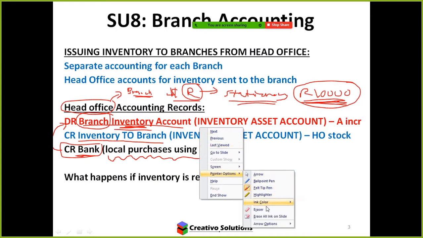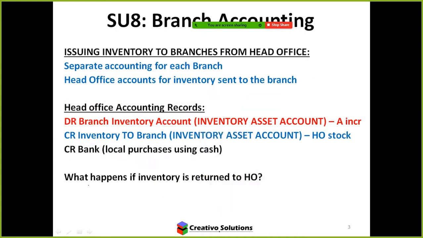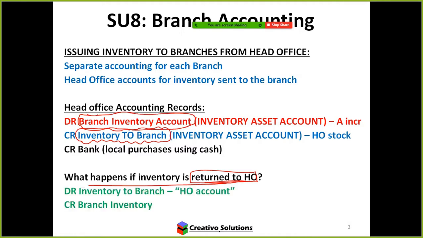Right, so the question that I've got here: what happens if inventory is returned to the head office? What do you think will happen? So I would debit inventory at the head office because that's increasing. Which is then called? I would debit inventory to branch. Yes. And then? I would credit branch inventory because the inventory at the branch is decreasing. 100%, yeah. So it's literally the opposite.